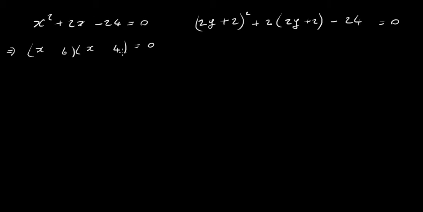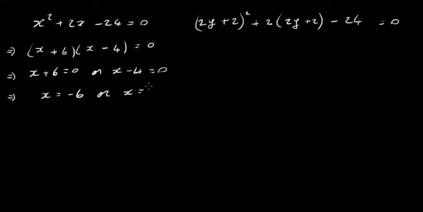So I need to multiply 6 by 4 to give me a minus here, so the signs have to be different. I want the larger one to be plus, so I'm going to put the plus here, and the smaller one here with the minus in front of it. That will give me x plus 6 equal to 0, or x minus 4 equal to 0. Here we'll get x is equal to minus 6, or x is equal to 4.